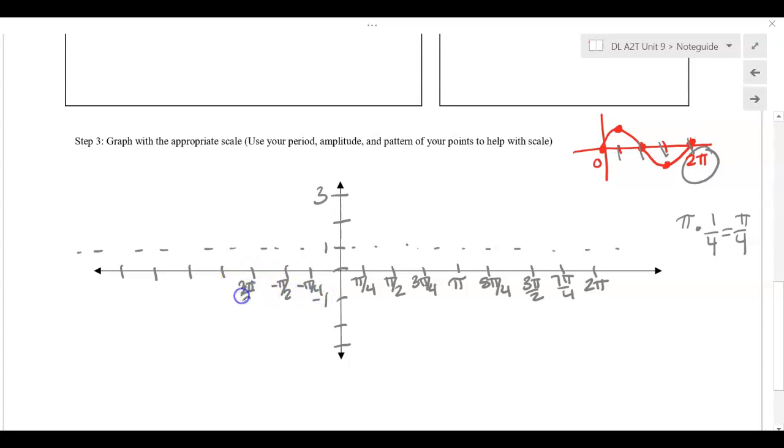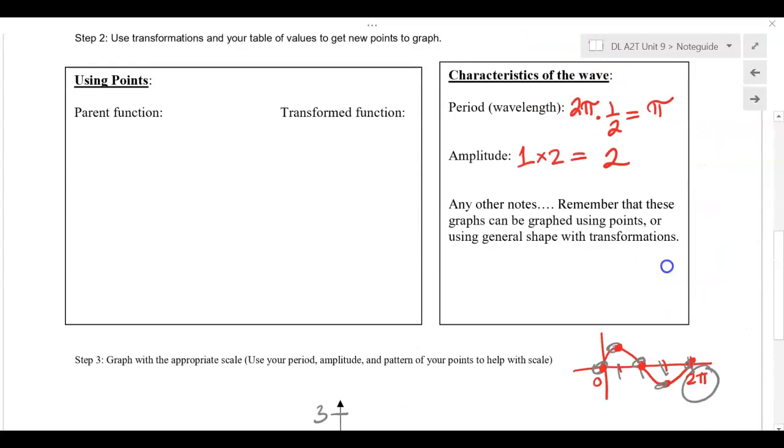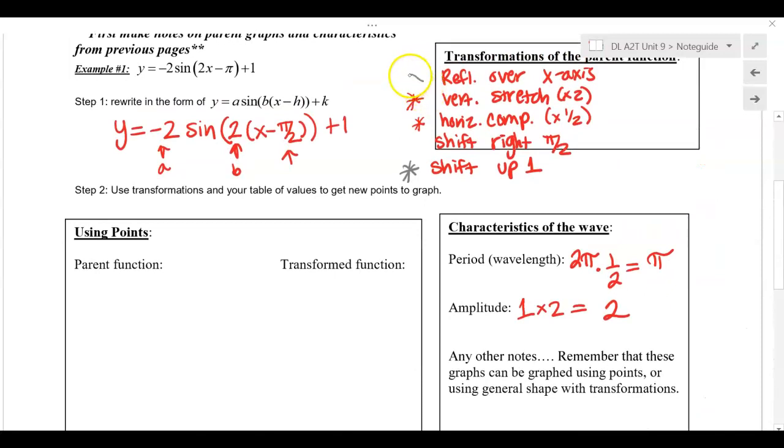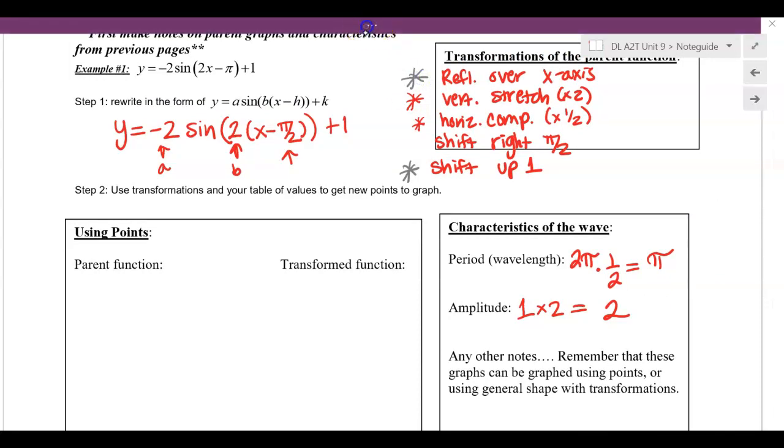So now basically, I just want to put the set of points on the graph. Let me finish labeling this for you guys. Okay, that's probably good enough. I want to put this consecutive set of points on the graph. Kind of like a step function, I might want to see if it's reflected first, which it is. It's reflected over the x-axis.